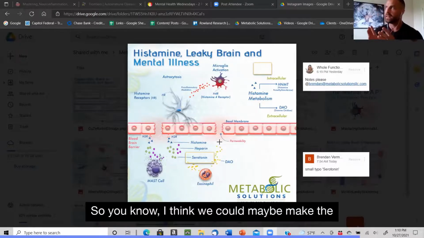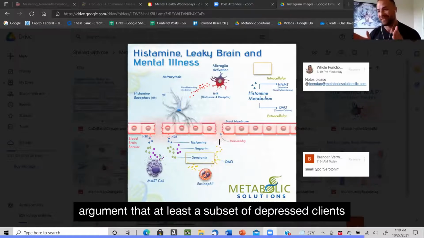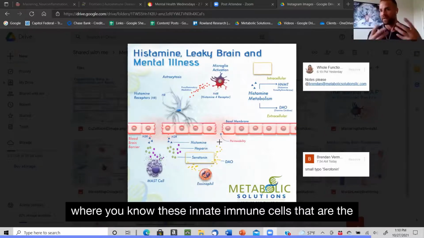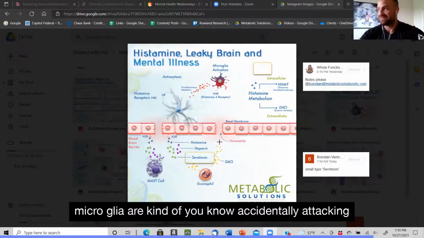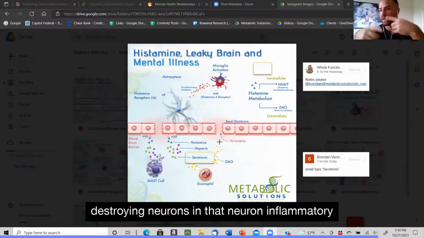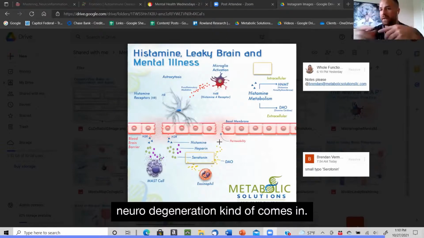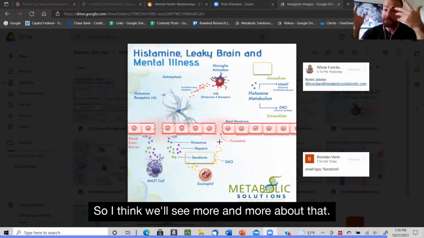So I think we could maybe make the argument that for at least a subset of depressed clients and patients, it is more of an autoimmune phenomenon, where these innate immune cells, the microglia, are accidentally attacking and destroying neurons. And that neuroinflammatory cascade is so self-perpetuating. That's where a lot of the neurodegeneration comes in. So I think we'll see more and more about that.